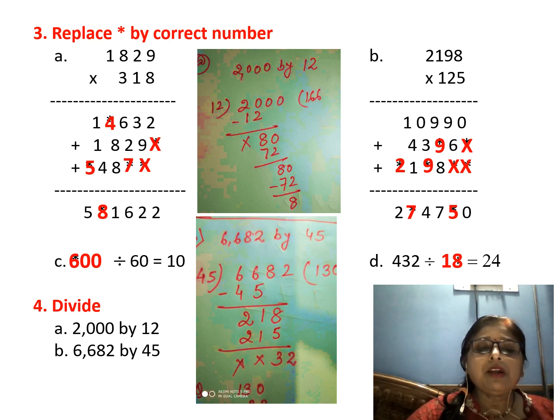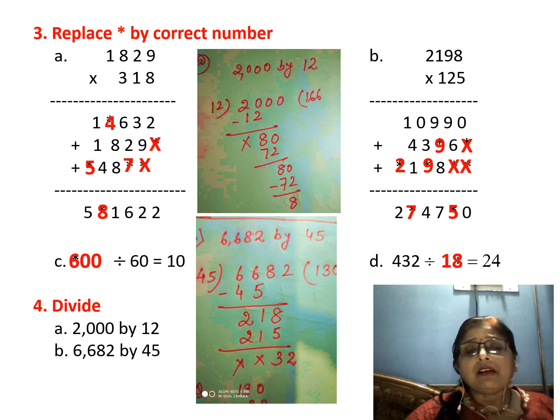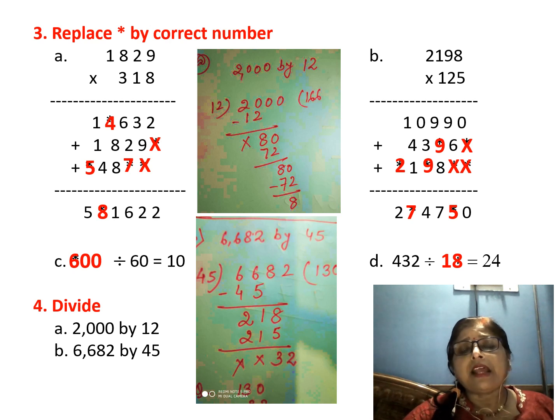Next question is your division. 2000 by 12, 6682 by 45. So you divide it and find out the quotient and remainder. One thing you can see here, the slides of the answers are there in the middle of the questions. So you will cross check this question with the help of this answers slide.